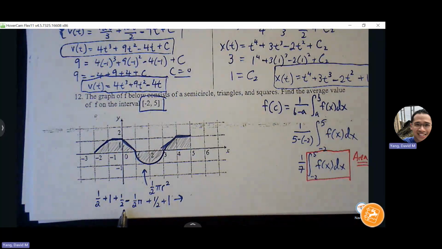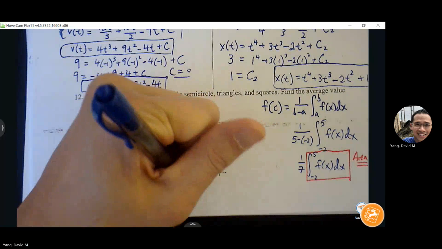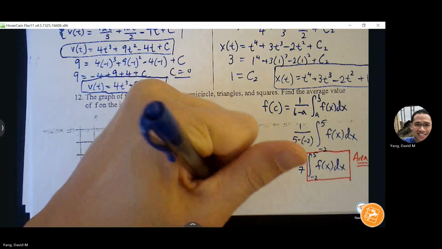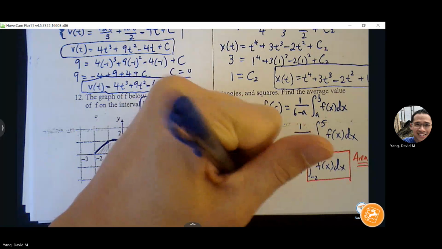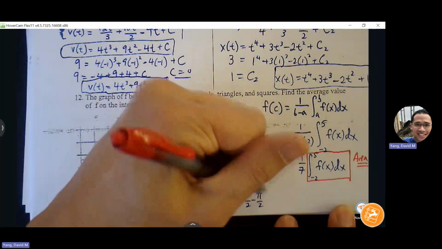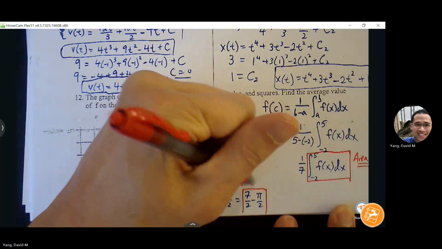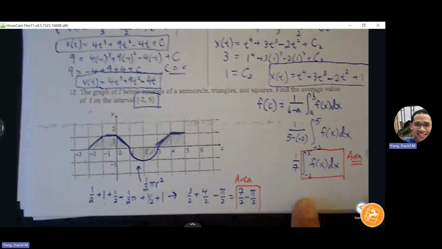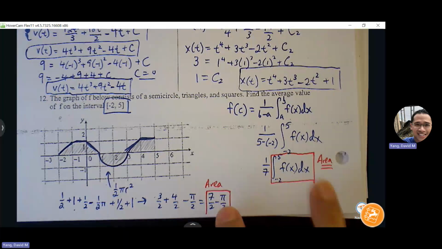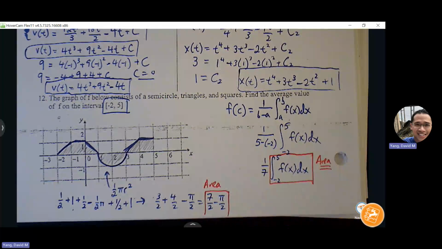So 1/2 plus 1/2 plus 1/2 is 3/2. 3/2 plus 2 is 7/2. So this is my area component, but I'm not quite done yet, right? To find my average height, I still got to involve the what? Width, yeah. So I got to take that area, put it into the integral, and then multiply by 1/7.